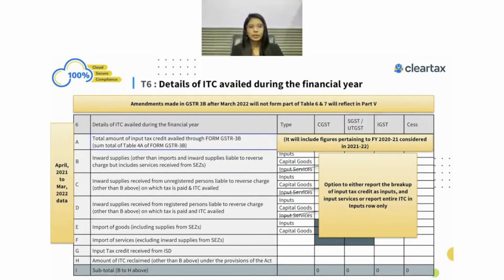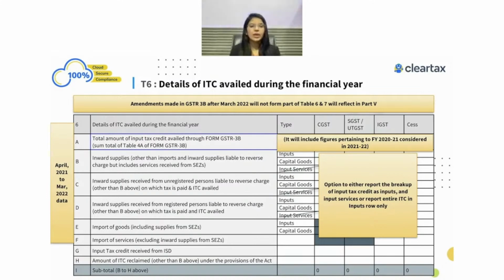Let's now talk about this part. Table number 6A will include the figures pertaining to FY 21-22, because we are filing for FY 21-22. So it will have all the value which is claimed in FY 21-22. It will also include the value which was related to 2021 and has been claimed in 21-22. So that ITC will also be shown in 6A. Right, that is what we have discussed.